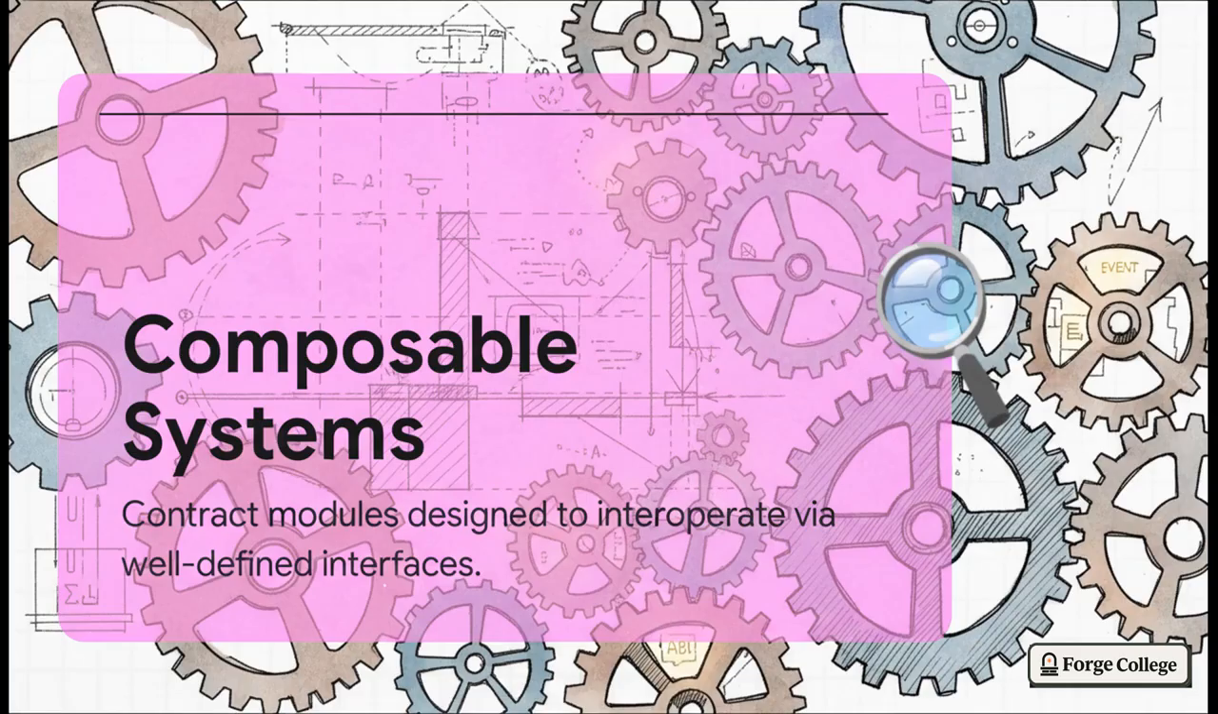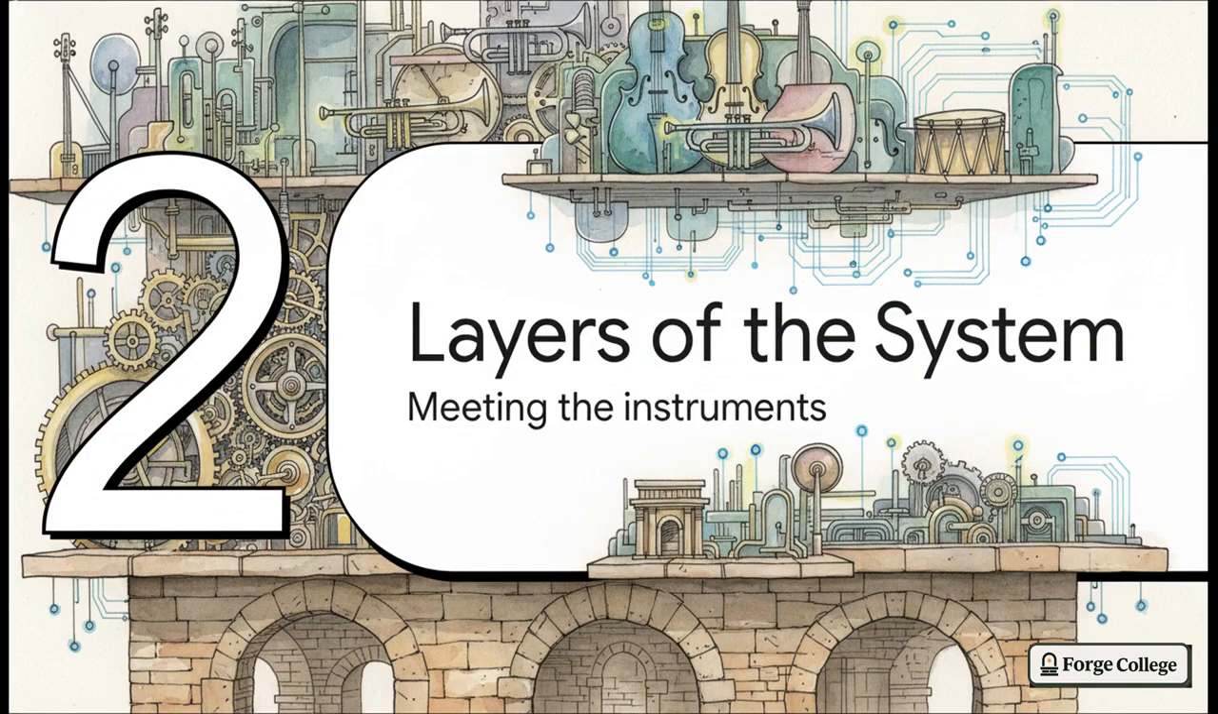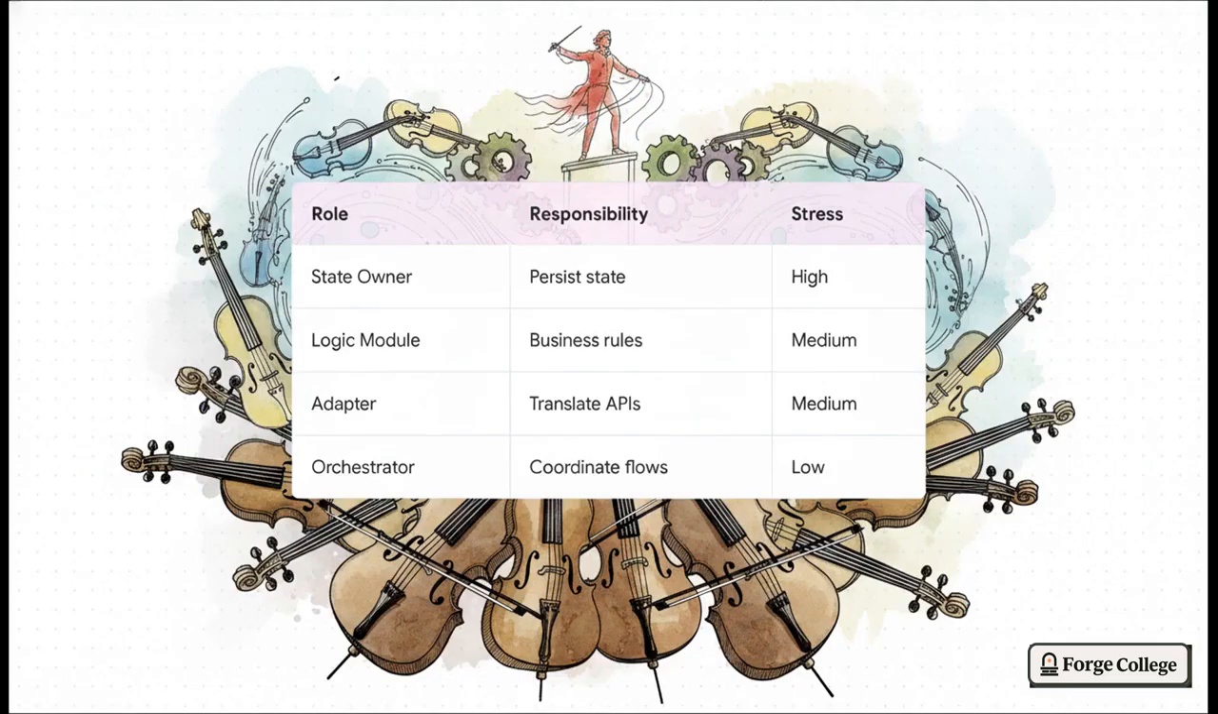Moving right along to the different layers of the system, let's actually meet the instruments we'll be playing with. When we look at separating concerns, imagine these as architectural layers built on top of each other. At the absolute foundation, we have the state owners. Think of these as the heavy cellos and double basses. They persist the canonical state, like token ledgers or user balances. Because they hold the actual foundational data, upgrading them is highly stressful. High risk. You really want to leave them alone as much as possible.